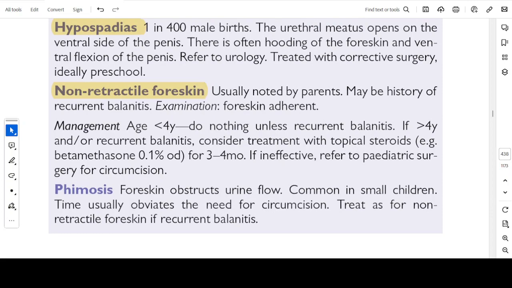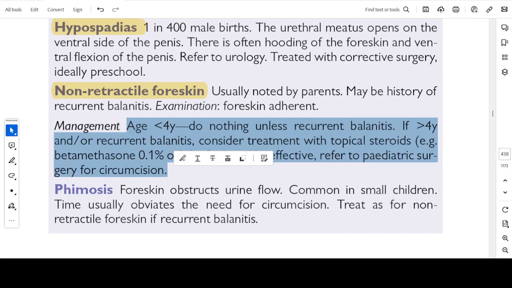Non-retractable foreskin. Usually noted by parents, may be a history of recurrent balanitis. On examination, the foreskin is adherent. Management: age less than 4 years, do nothing unless recurrent balanitis is present. If more than 4 years or recurrent balanitis, consider treatment with topical steroids, for example betamethasone 1% OD for 3 to 4 months. If ineffective, refer to pediatric surgery for circumcision.